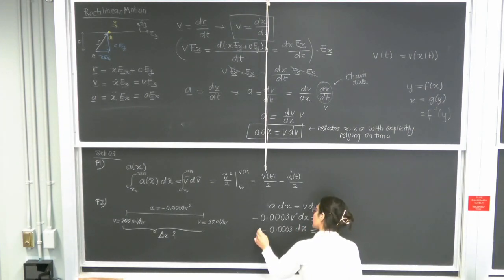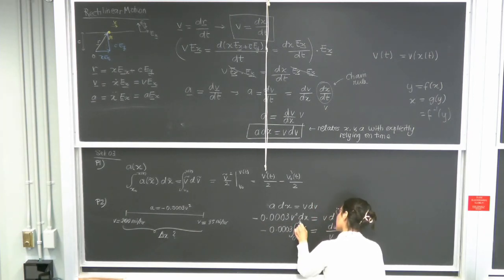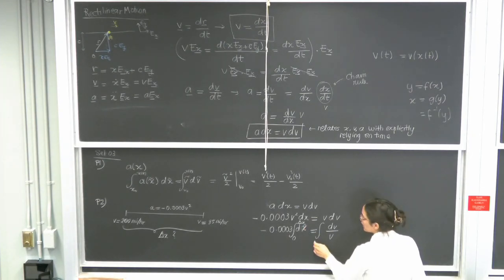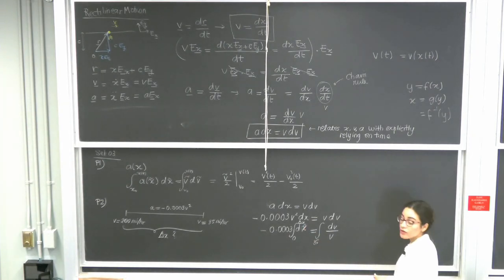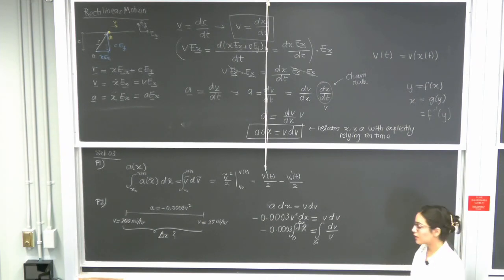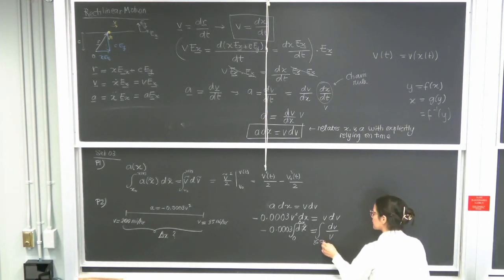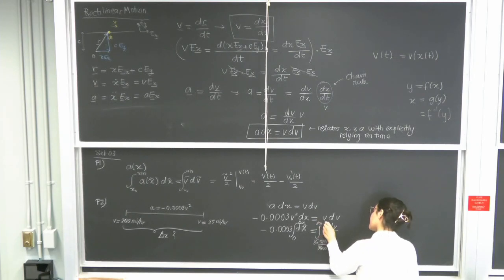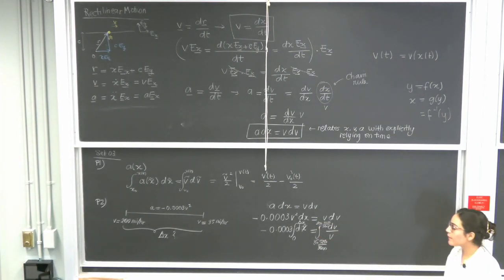I'm going to integrate from x is 0 to delta x, from v being 35 miles per hour. I'm going to have to convert this to feet per second, times 5280 over 3600, and then 200 times 5280 over 3600. We have 5,280 feet in every mile.